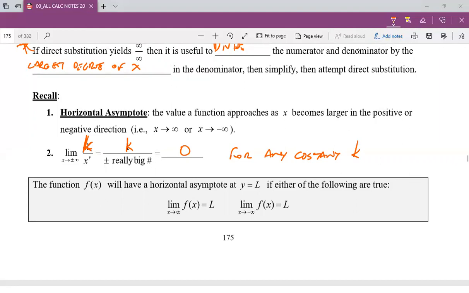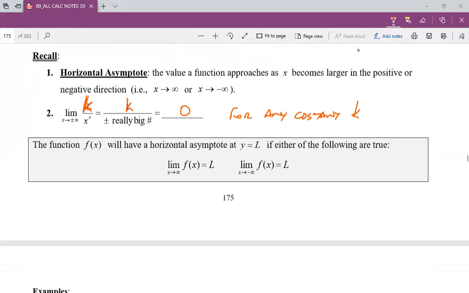What that limit's going to be is we use capital letter L and we say the function will have a horizontal asymptote at y equals L if either of the following are true: if the limit of f of x as x goes to infinity is L, and the limit as x goes to negative infinity of f of x is L.